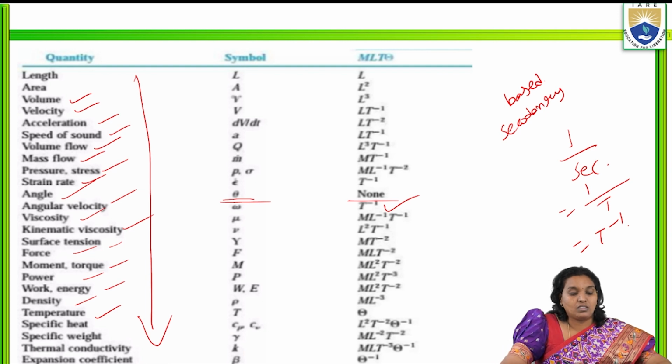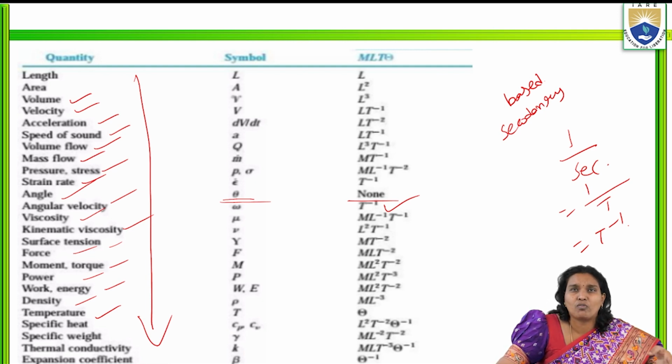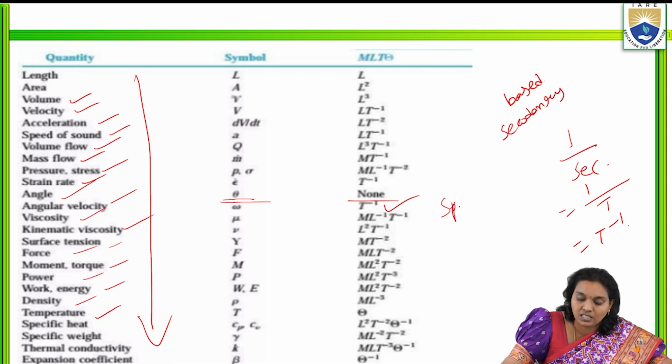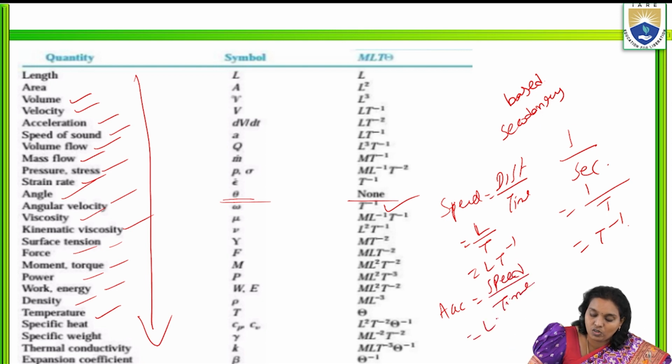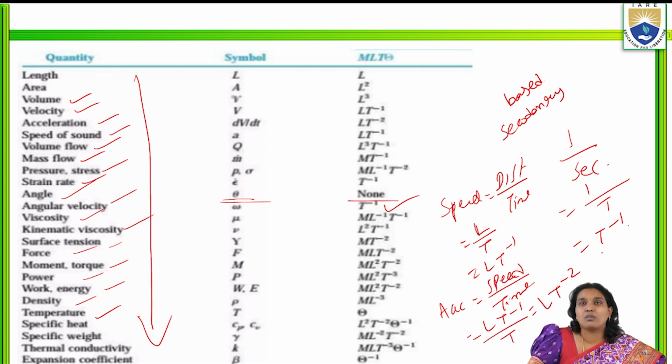So we can do this for each and every parameter: velocity, speed, mass, and pressure. For example, speed is equal to distance by time, that is equal to L T to the power of minus 1. Acceleration is equal to speed by time. So speed is L T to the power of minus 1 divided by T, that is equal to L T to the power of minus 2.